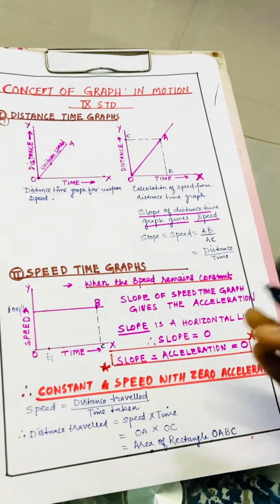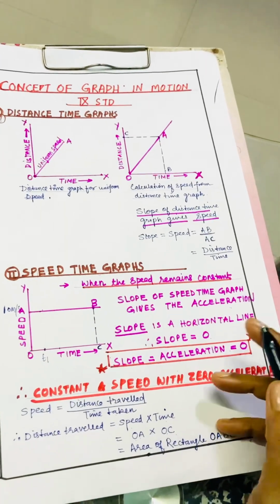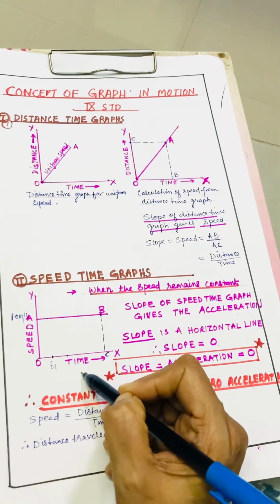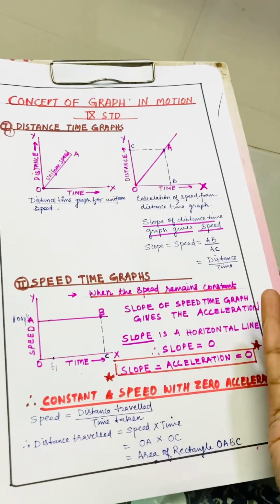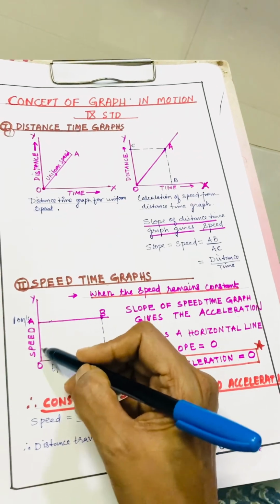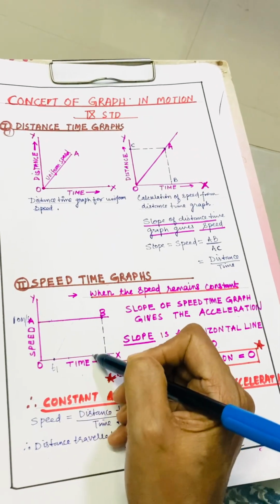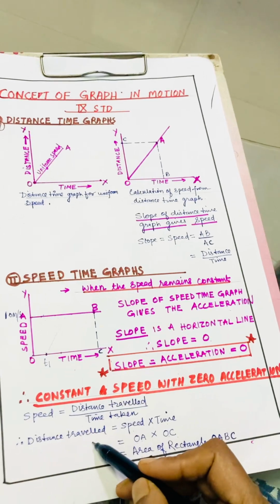So from this we conclude two things. When a speed-time graph is given, its slope gives the acceleration, and the area under the graph gives the total distance traveled.